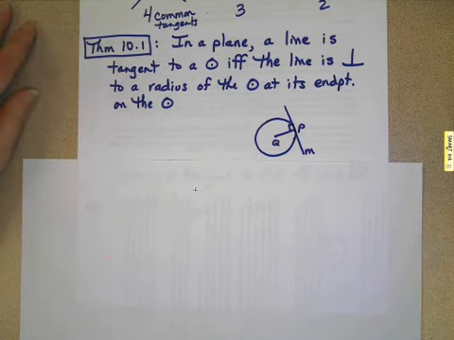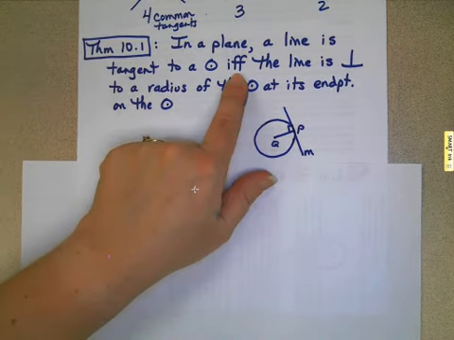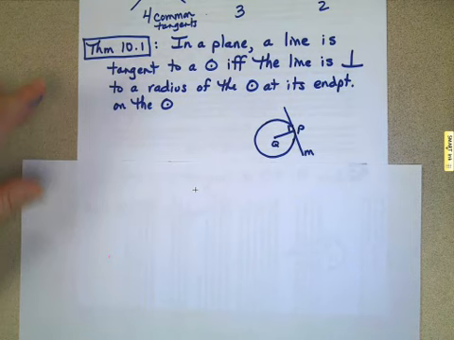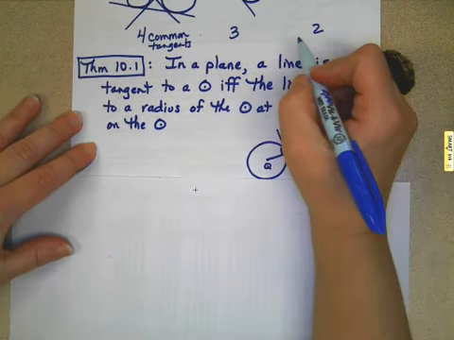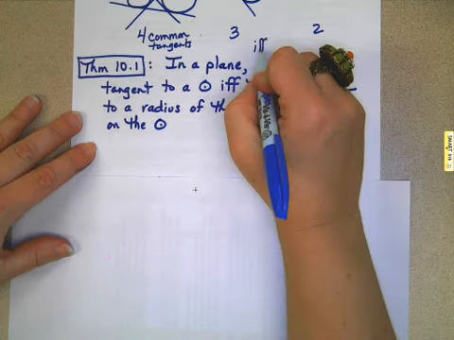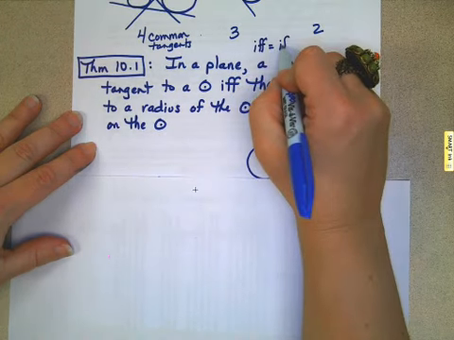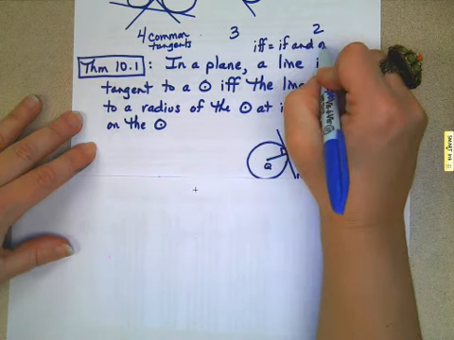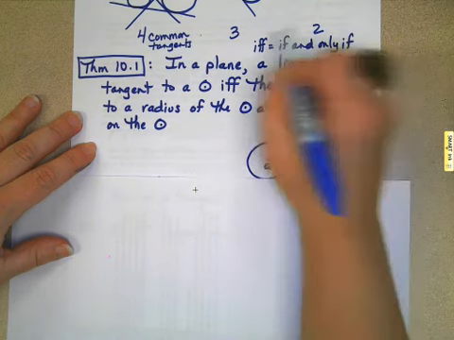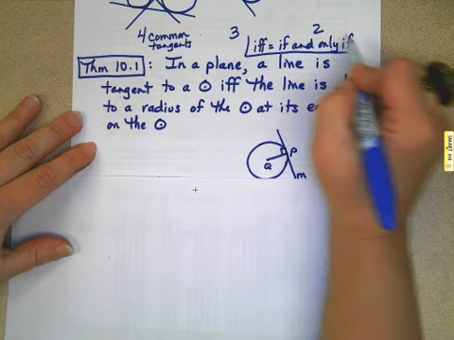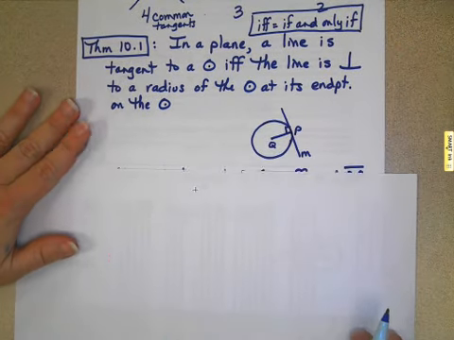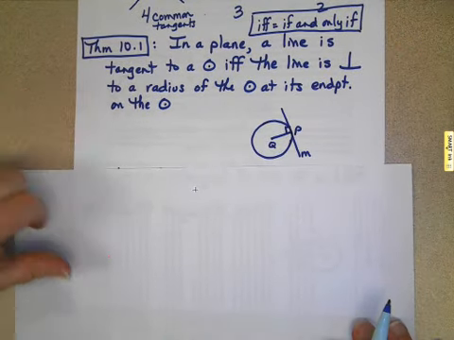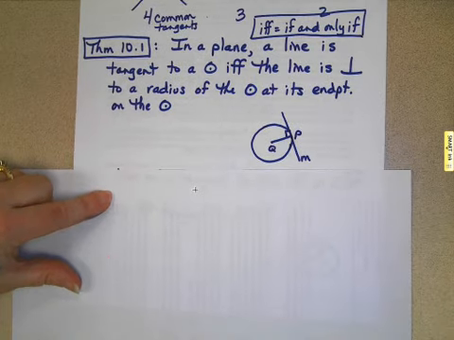In a plane, a line is tangent to a circle IFF. I don't know if we've talked about this before. This IFF stands for if and only if. Let's just do this: IFF equals if and only if. It's a shortcut. It's not a Mrs. Trace shortcut. It is a mathematical shortcut. People kind of accept that, like the 3 dots for therefore and that kind of thing. So let me start over.